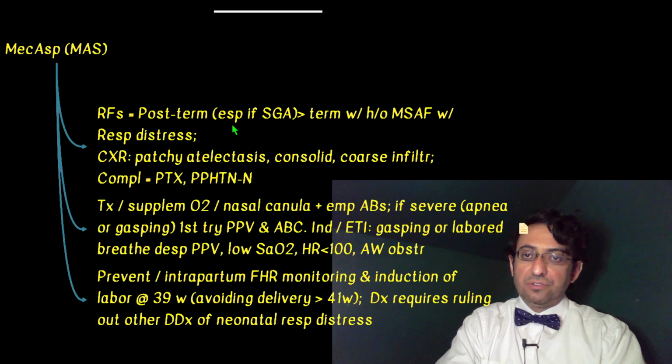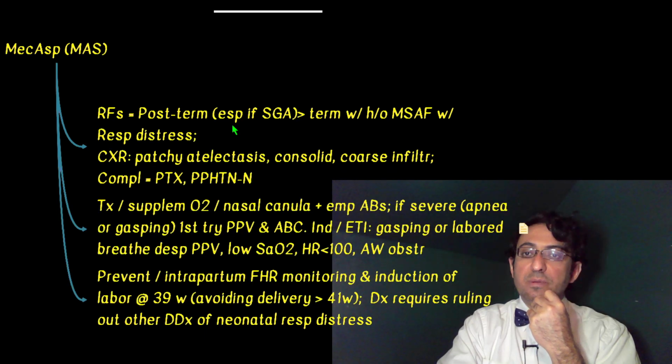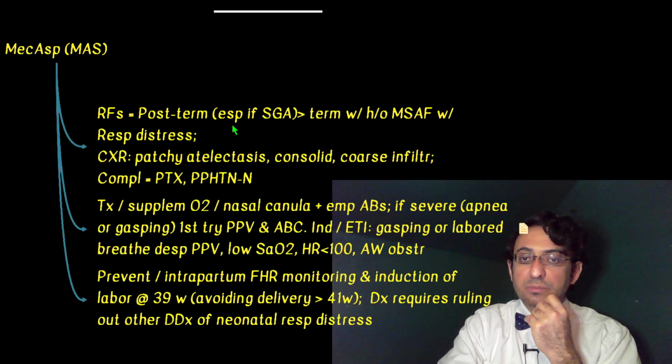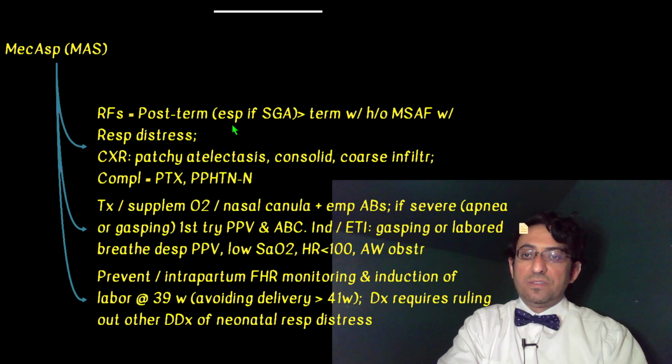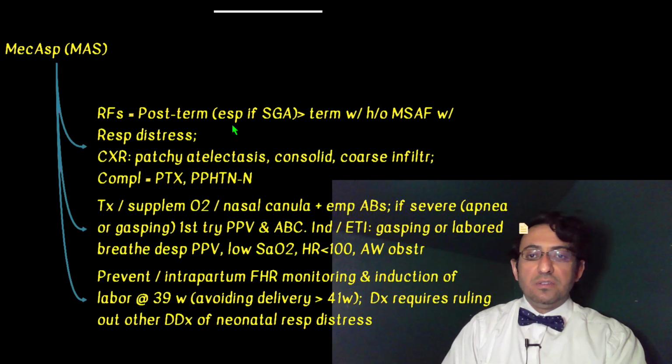What's the chest x-ray finding? In Meconium aspiration syndrome, we have patchy atelectasis, consolidation, coarse infiltrates, and possible findings of the complication, which is pneumothorax. What's the other complication of Meconium aspiration? In addition to pneumothorax, we could have persistent pulmonary hypertension. What's the treatment for Meconium aspiration syndrome? Supplemental oxygen by nasal cannula and empiric antibiotics.